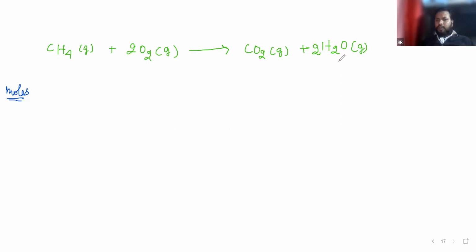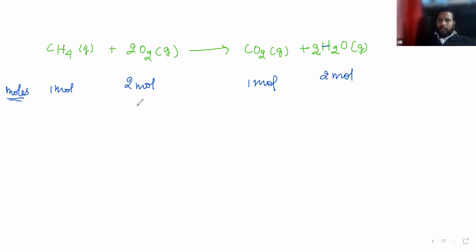Etasam, what is the stoichiometric coefficient of H2O? 2, sir. Okay, just see. In terms of mole, we can write 1 mole of CH4 reacts with 2 mole of O2 to give 1 mole of CO2 and 2 mole of H2O. Everyone? Yes, sir.